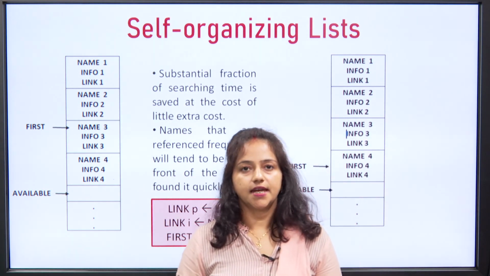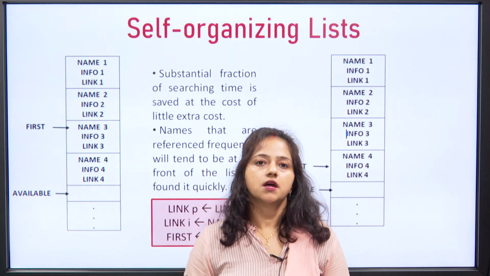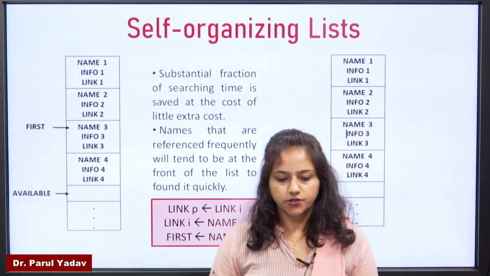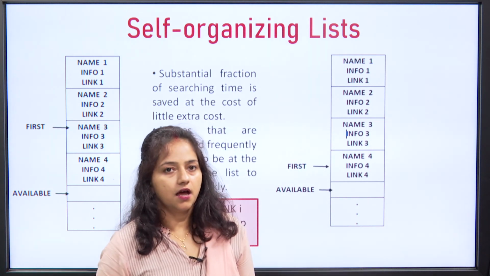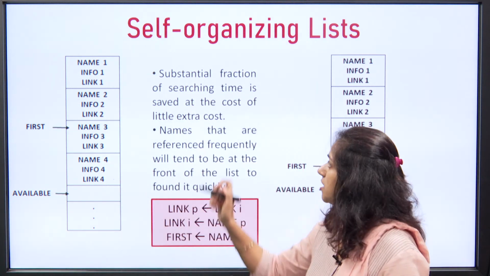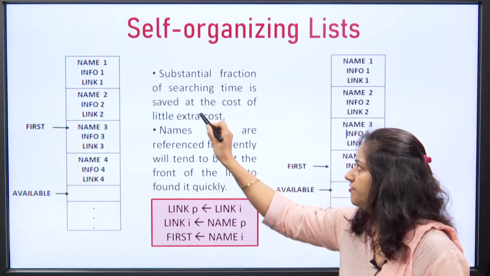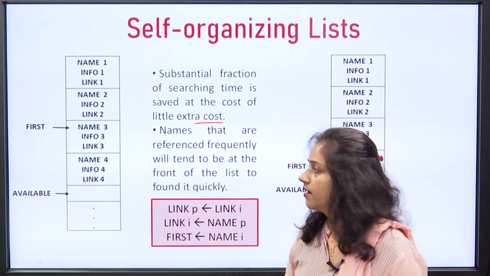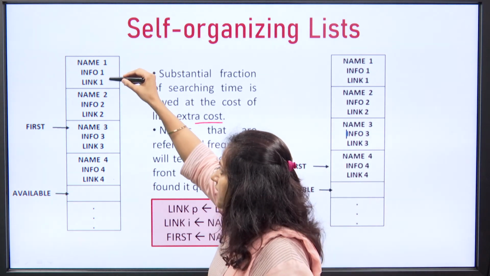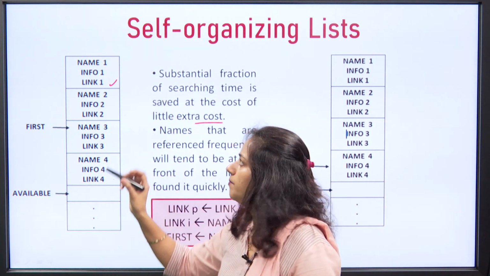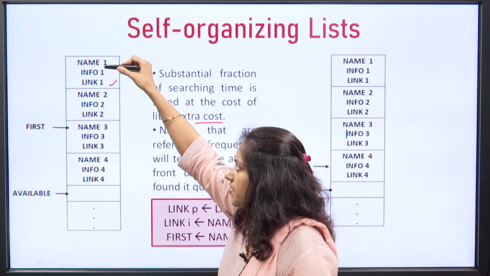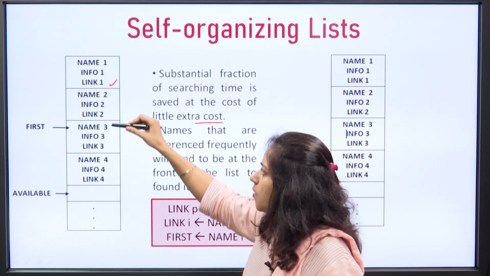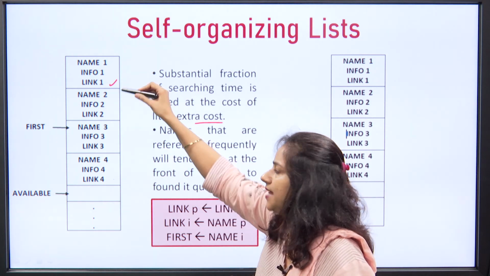Now, next data structure that can be used for designing symbol table is self-organizing list. So, in self-organizing list, a substantial fraction of searching time is saved at the cost of little extra cost. So, at every record we attach one field that is link. We already know that we have name and information, and every record will be associated with one field that is link.